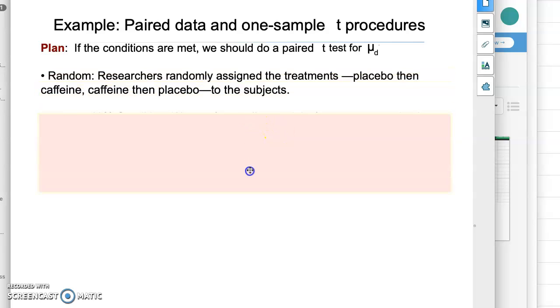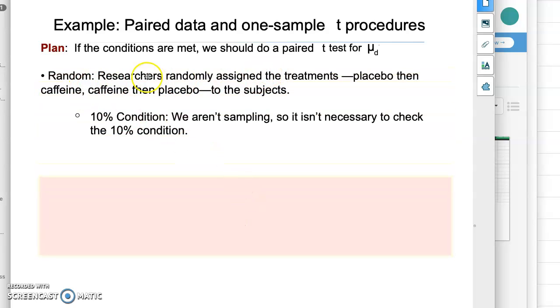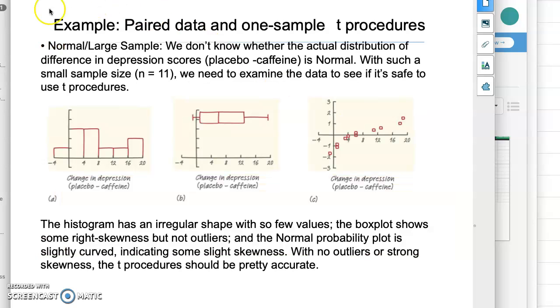So conditions. First 2, random. The researchers randomly assign the treatments, 10%. We aren't sampling, so it is not necessary to check that condition. And then for the normal large sample, we only had 11, so we do have to look at graphs. So we made a histogram, a box plot, and a normal probability plot. And you can read here that all of them seem okay. So we're going to proceed.